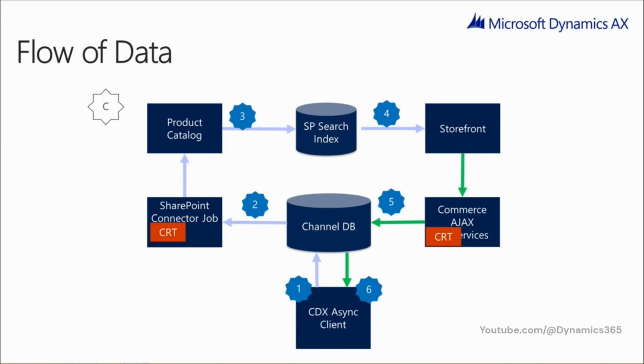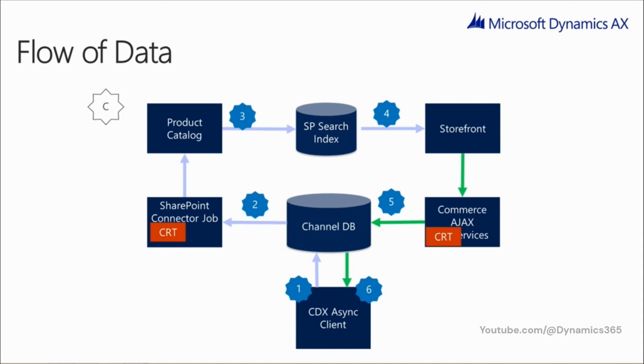In this lesson, we'll learn about the flow of data in the e-commerce ecosystem. To illustrate the flow of data between the various components, let's consider a scenario where a new product catalog is created in Microsoft Dynamics and published to an online store. The following diagram shows the typical data flow between the various components.